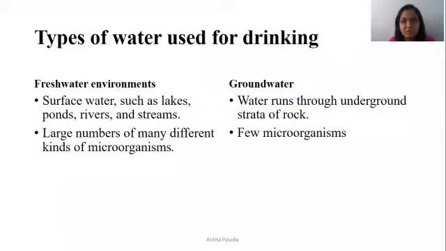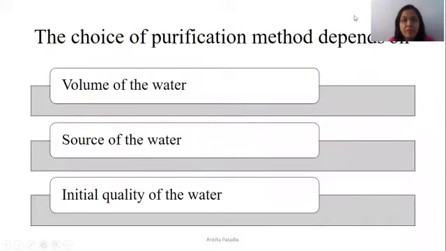The purification process is based on the water source used for drinking purposes. There are two types of sources: freshwater environment and groundwater environment. Freshwater environment includes surface water like lakes, ponds, rivers, streams, while groundwater environment includes water that runs through underground strata of rock. Freshwater environment includes a large number as well as different kinds of microorganisms, while groundwater environment has few microorganisms.